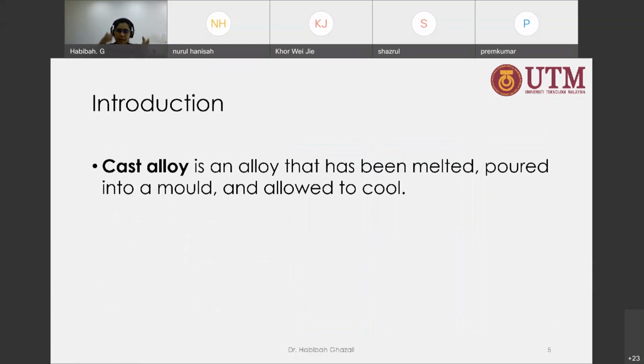So for the classification that we classify as cast alloy, this means that in order for us to fabricate the final shape, this alloy needs to undergo a casting process. So the alloy needs to be melted and then poured into the mold and allowed to cool to its final shape in that mold.